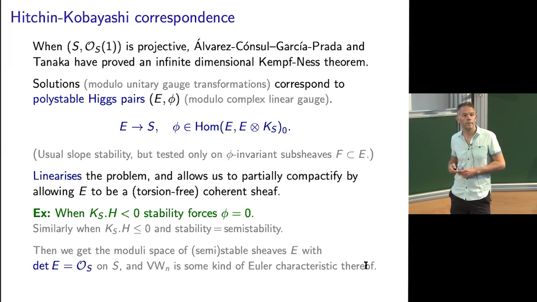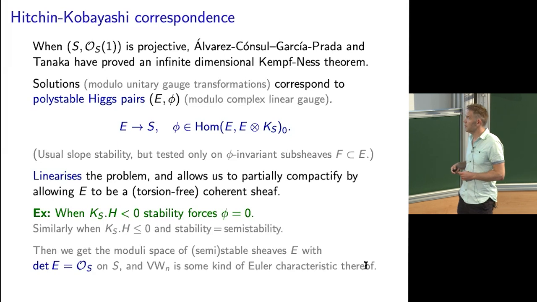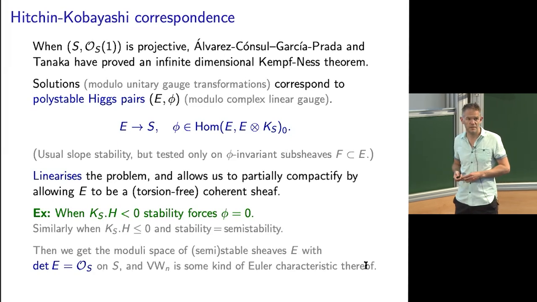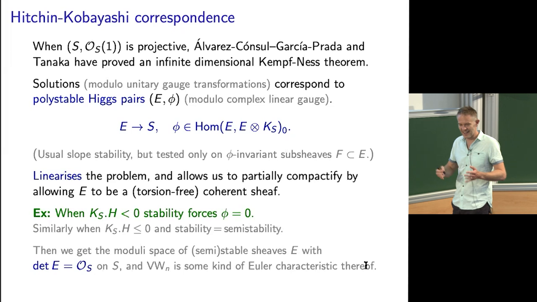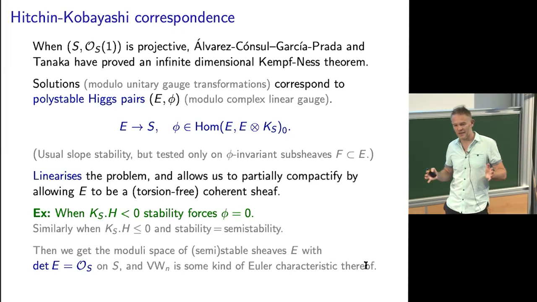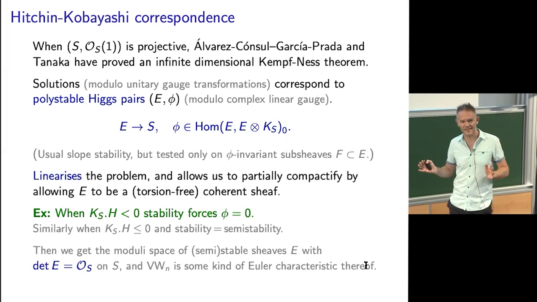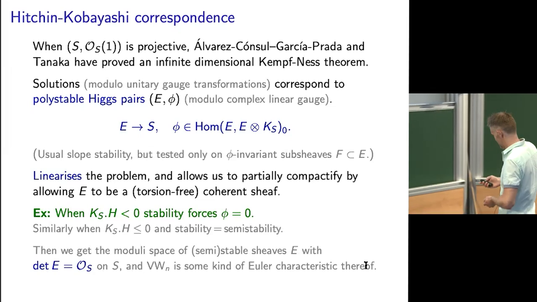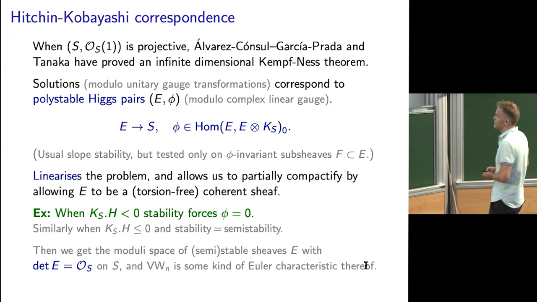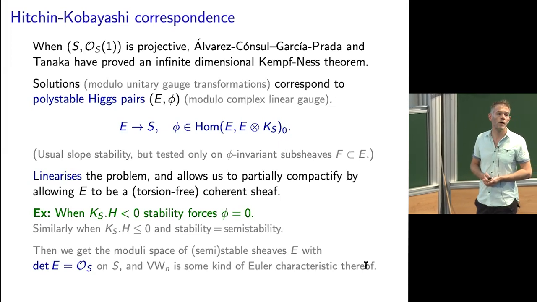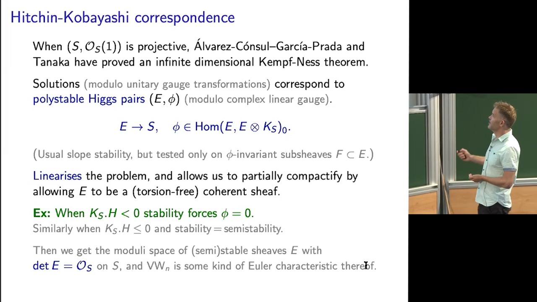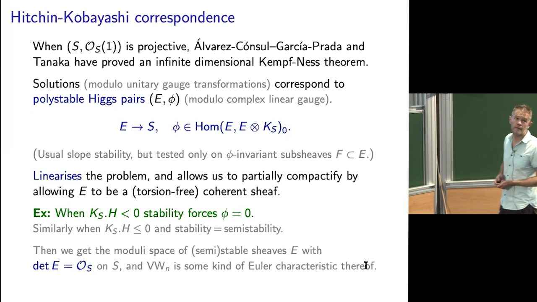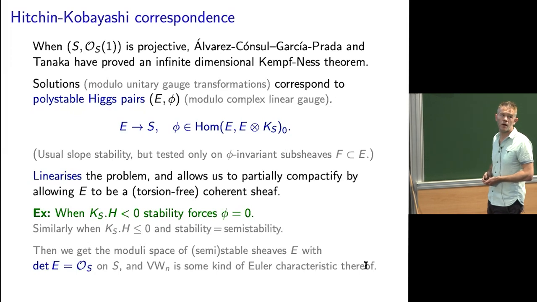Yeah? What do you mean by partially compactified? Partially compactify means a slightly bigger space, which is a bit closer to being compact but isn't compact. Yeah. I don't mean anything by it. Ignore it. Could you say what the meaning of the zero is? Hom(E, E) trace-free. Yeah, trace-free. Trace of phi should vanish. But the trace is a section of the canonical bundle. Yeah, that's right.